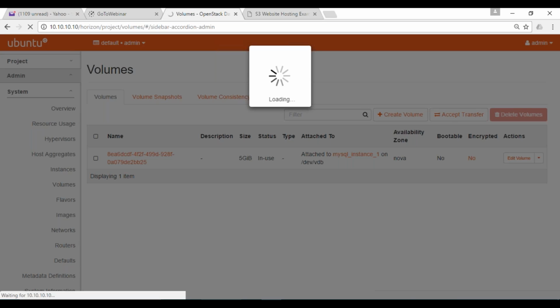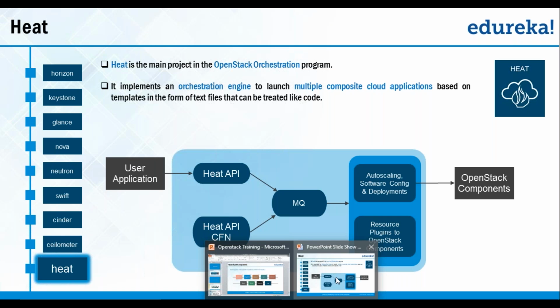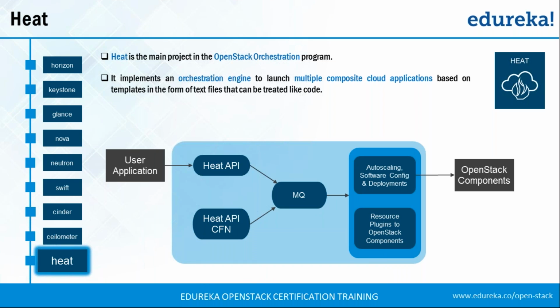And Ceilometer would provide us a graphical representation of the usage data that it has been metering. Okay, so when that comes up, we'll take a look. Finally, Heat is one of the add-on services that we can have in our environment.